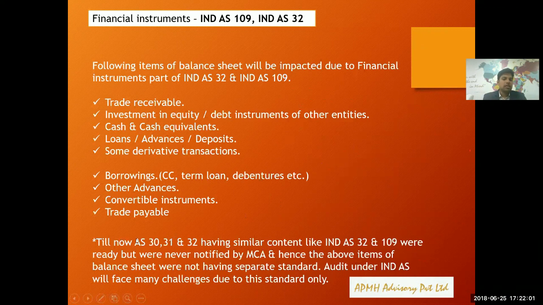Of course, AS 30, 31, and 32, that is the financial instrument standards, having similar content to IND AS 32 and 109, were also notified earlier by the MCA, but they were recommendatory. So nobody used to follow them. But now under IND AS, it will become difficult to avoid. Also, in audit, there will be many challenges in case of such estimates and in the audit of such items.